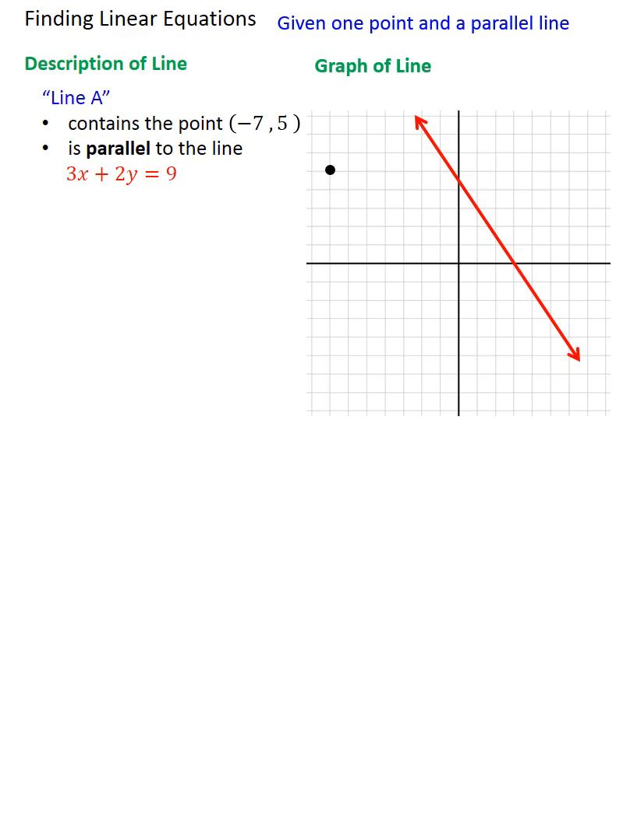Now, line A is the line for whom I want the equation. And I know that that line has to pass through the black dot and be parallel to the red line. Well, there's only one line that passes through the black dot and is parallel to the red line, and that would be here. So notice it's the blue line that I'm actually looking for the equation of in this problem. That's my goal.